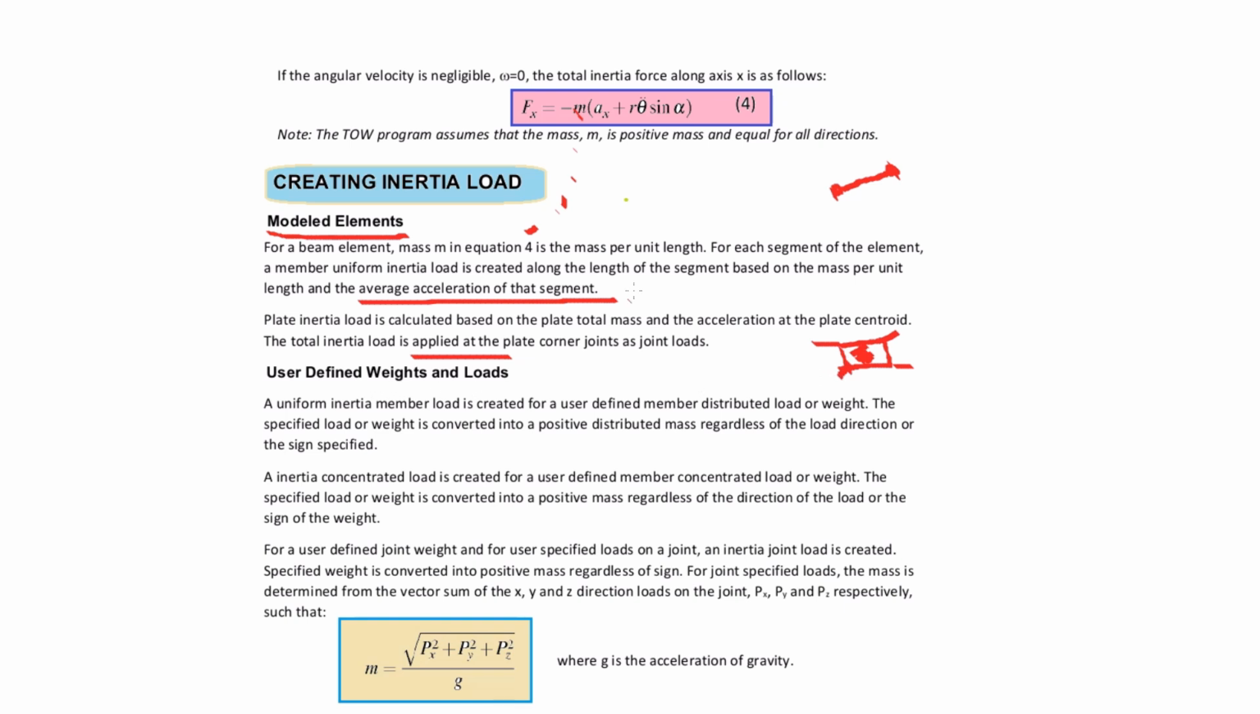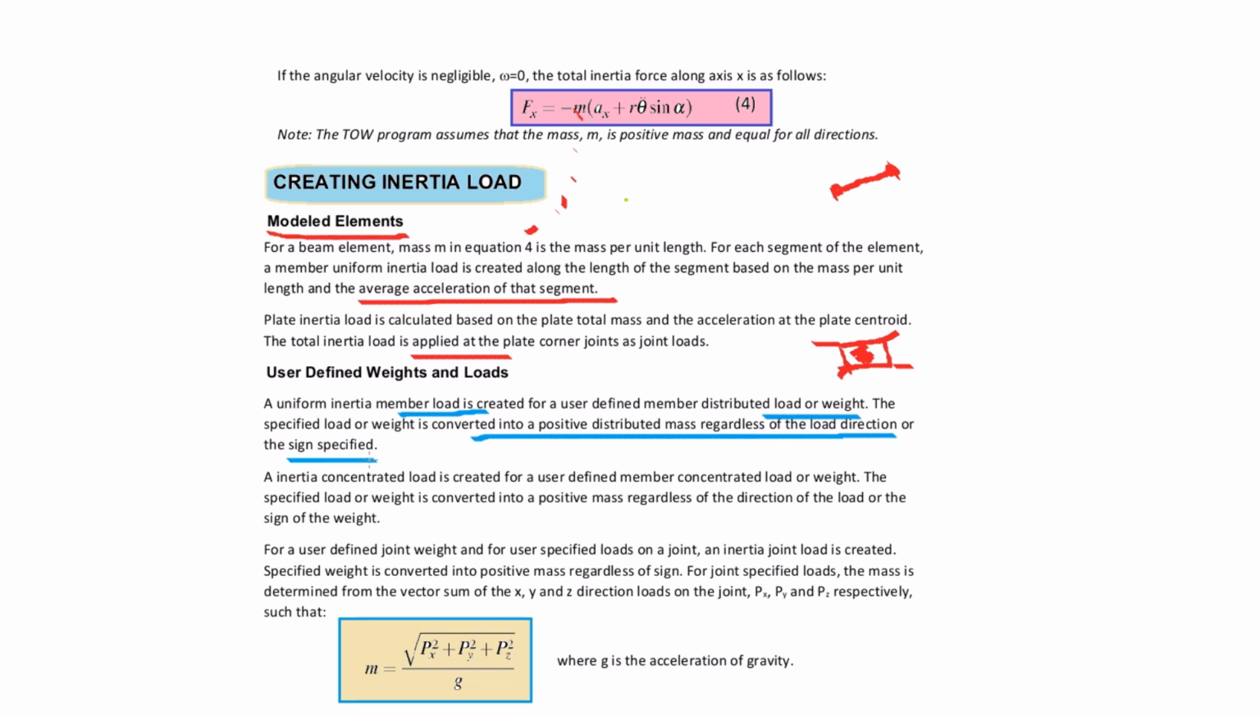User defined weights and loads. If you see it here, for user defined weights, the uniform inertia member load is created for a user defined member distributed load or weight. We used to define some non-modeled weights, so it will calculate those weights as a uniform member load. The specified load or weight is converted into positive distributed mass regardless of the load direction and the sign specified.